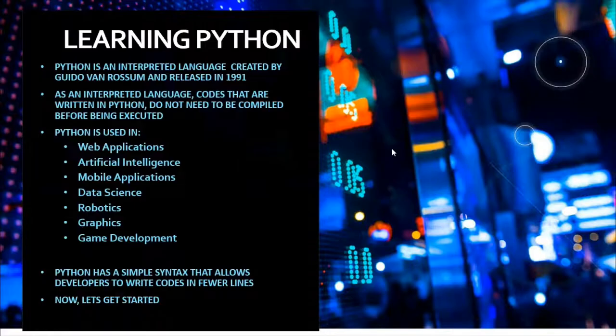Python is an interpreted language, which means that code written in Python doesn't need to be compiled before being executed. In languages like Java and the rest, you write your code, and you first have to compile it before you execute it. Whereas in Python, you write the code, you save, and then you run your code, and it automatically interprets your code because it's interpreted line by line.